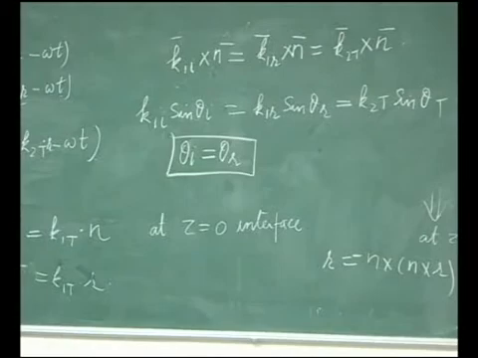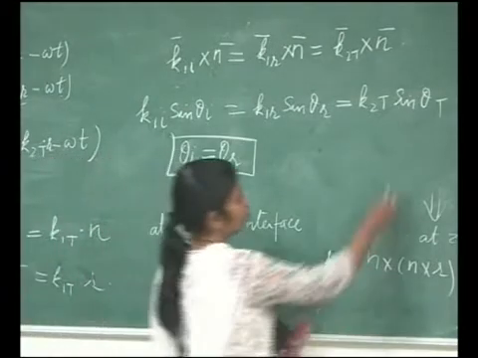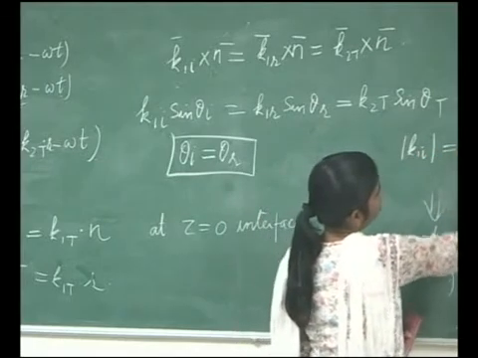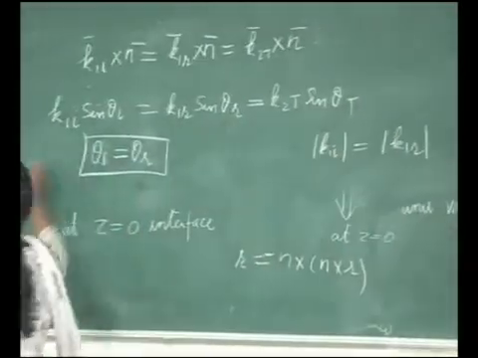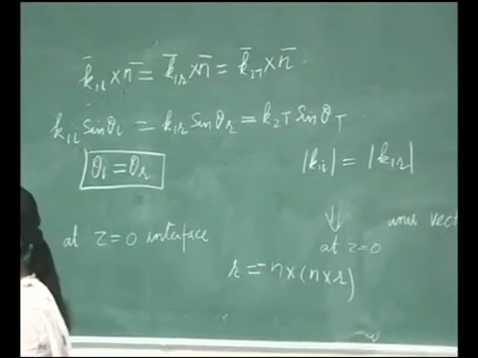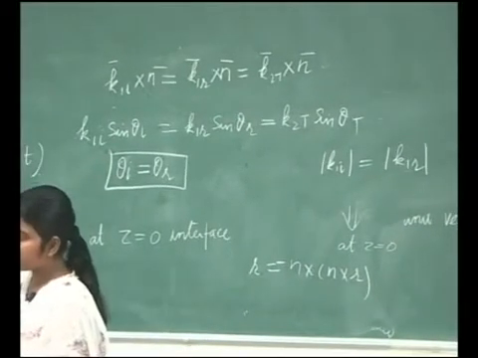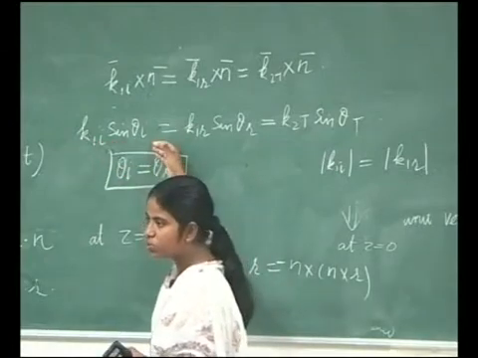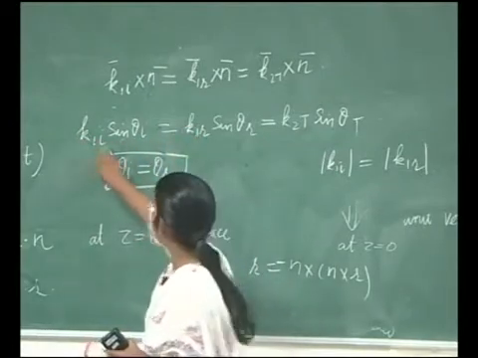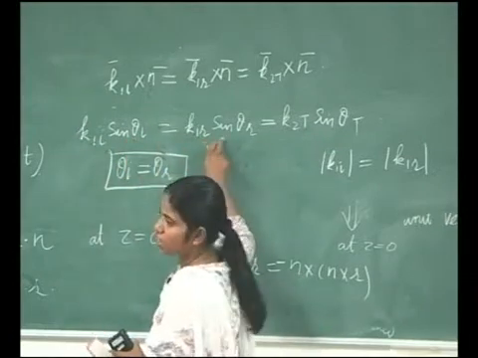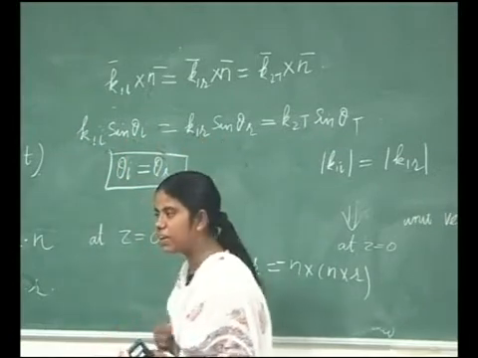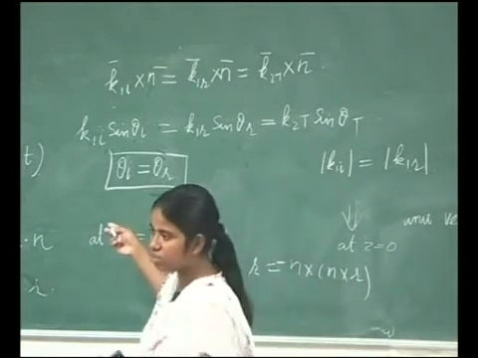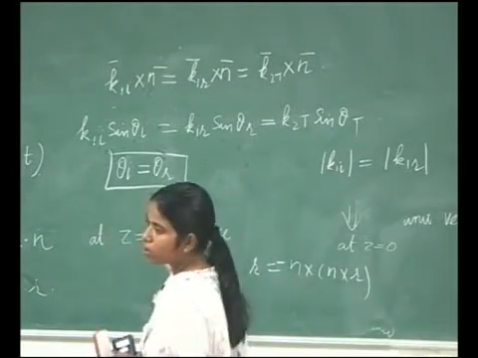No, mod of k1i is not 1. Modulus of k1i is equal to modulus of k1r. They both are in the same medium, with propagation vector 2 pi by lambda. There will be no change in lambda, so these two will get cancelled. When I take the first two terms, I cancel them and I get sin theta i equal to sin theta r. That is only possible when the angles are equal, isn't it? So, I get this. This is the first law, the basic optical law of reflection.